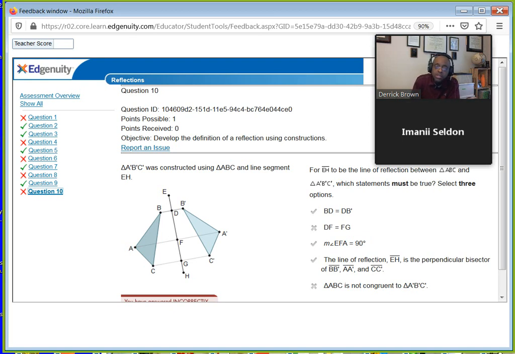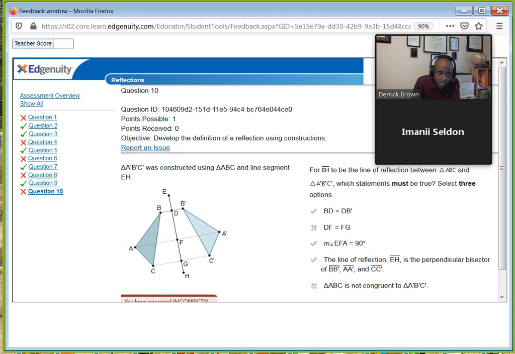But let's just talk through it and make sure we both agree on which ones are right and why they're right. Okay. So it feels like BD ought to be equal to DB prime. That feels right. Now, DF doesn't have to equal FG. Matter of fact, it doesn't look like DF equals FG, so I wouldn't choose that one, because they're not the same.